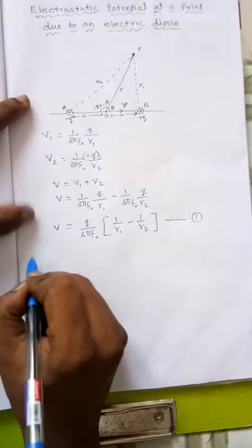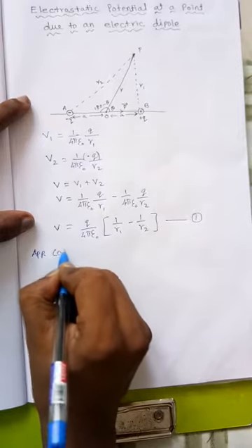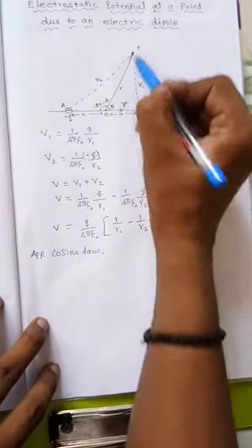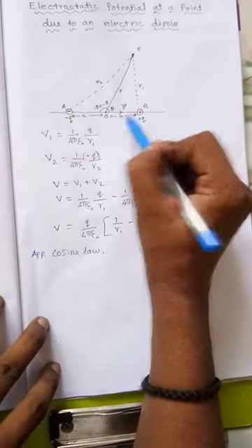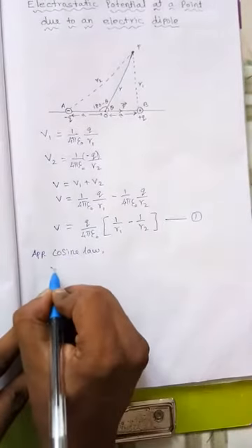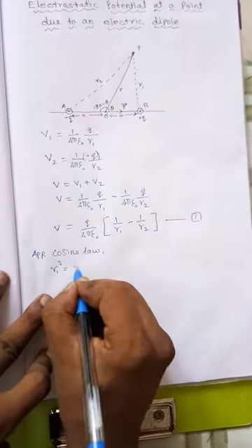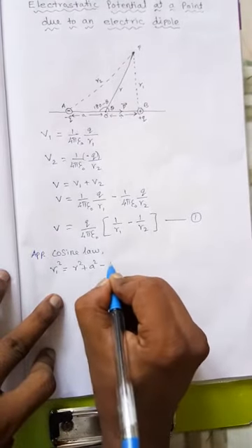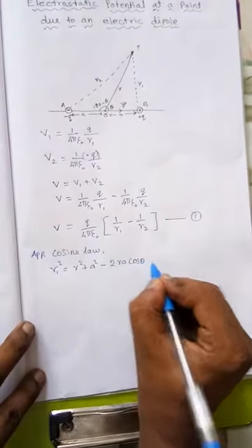First, applying the cosine law. What is the cosine law? First you take the triangle OBP, with one side A, another side R1 and the third side R. So by using the cosine law, R1 square is equal to R square plus A square minus 2RA cos theta, here the angle is theta. This is the cosine law.